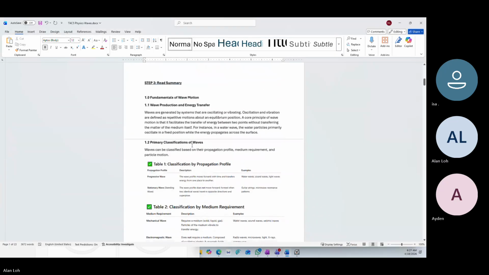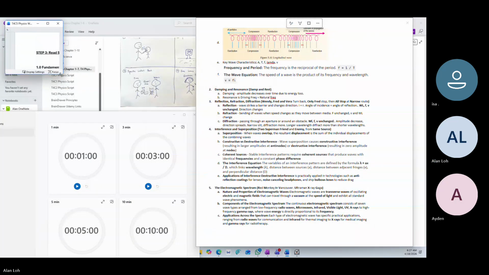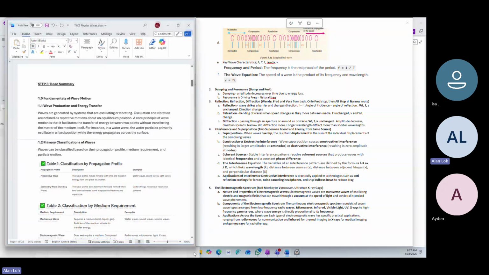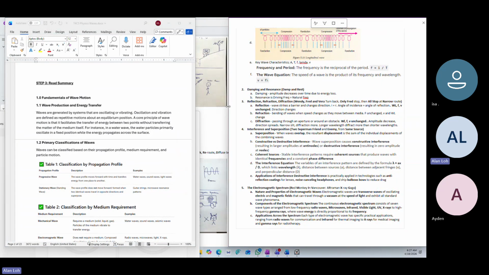So how do you read this? It's the same drill. When you read this, remember that, okay, let me just arrange this properly.